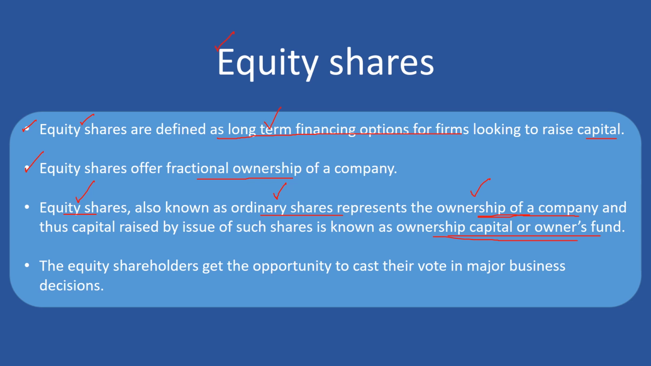The equity shareholders get the opportunity to cast their vote in major business decisions. The equity shareholders will get the opportunity to vote in major business decisions, whereas the preference shareholders will not get this opportunity. So this distinguishes the equity shareholders from the preference shareholders. So they will get an opportunity to vote in major business decisions.